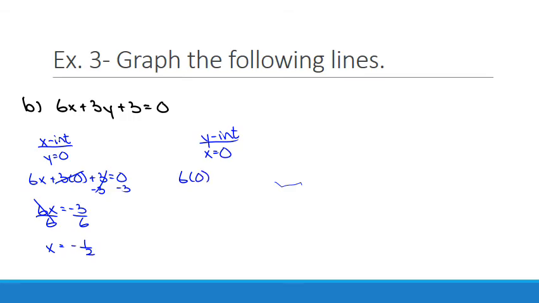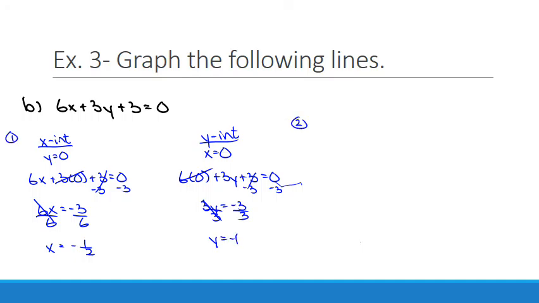So 6 times 0 plus 3y plus 3 equals 0. That's gone. 6 times 0 is 0, so it's gone. Subtract 3, subtract 3. 3y equals negative 3, divide by 3, divide by 3. y equals negative 1. So again, that's my step 1.